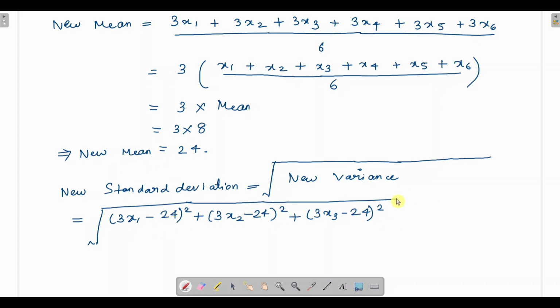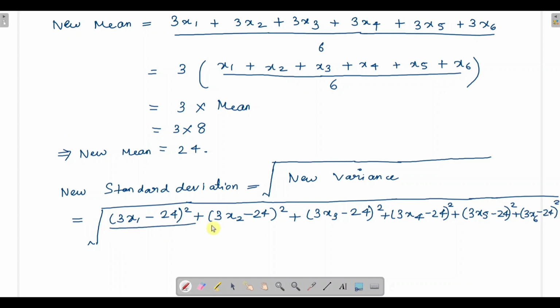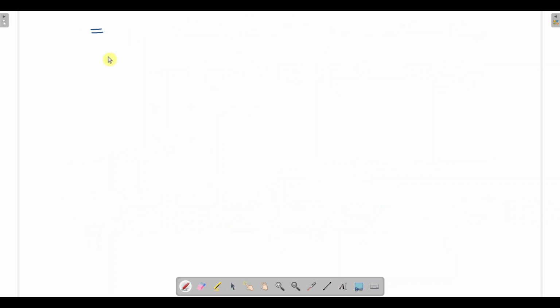So similarly we will get this, then plus (3x4 minus 24) square, plus (3x5 minus 24) square, plus (3x6 minus 24) square, and then this is divided by 6, right.